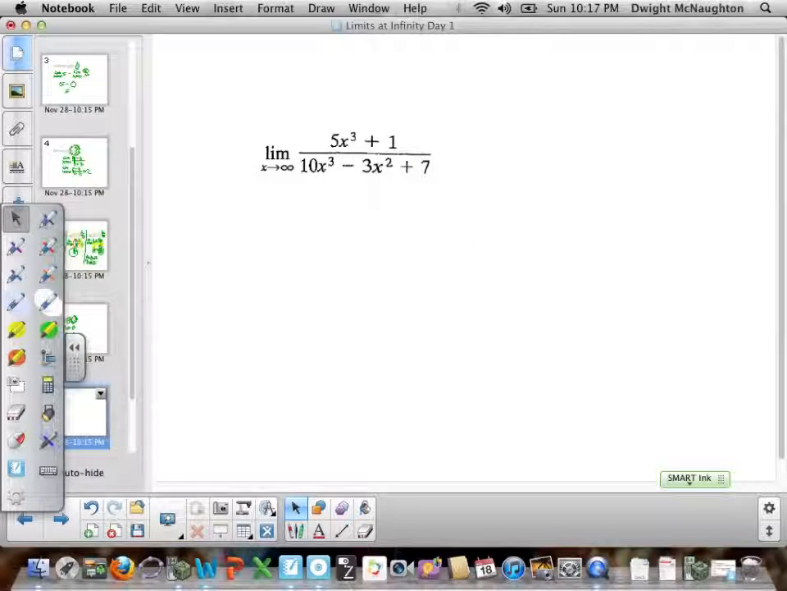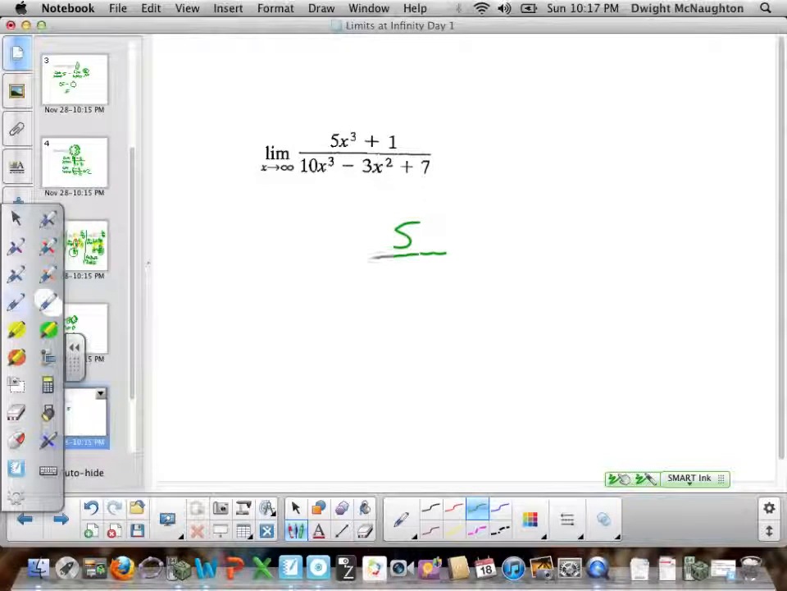And for this one, take a look at the degrees. They are equal in the numerator and denominator, so we will divide the lead coefficients. The lead at the top is 5. The lead at the bottom is 10, which reduces to 1/2.